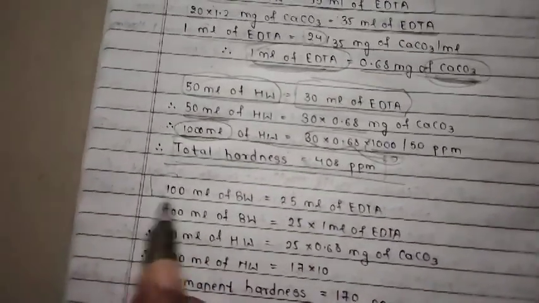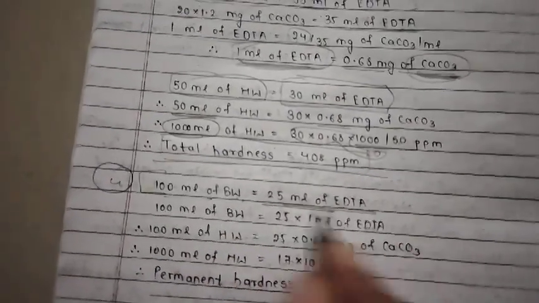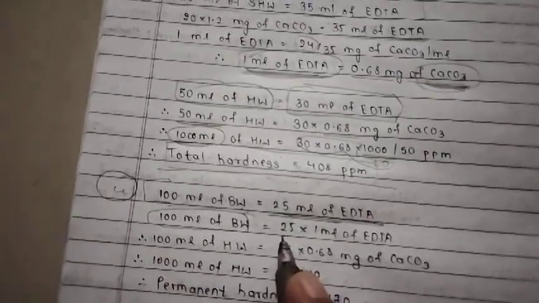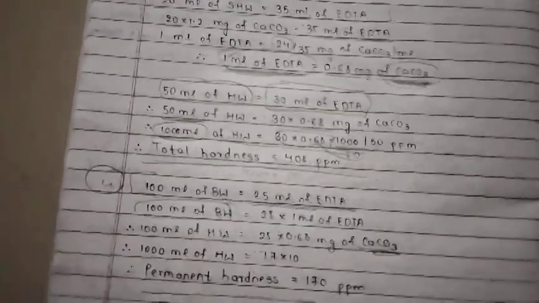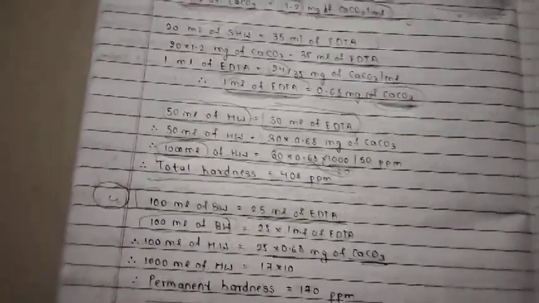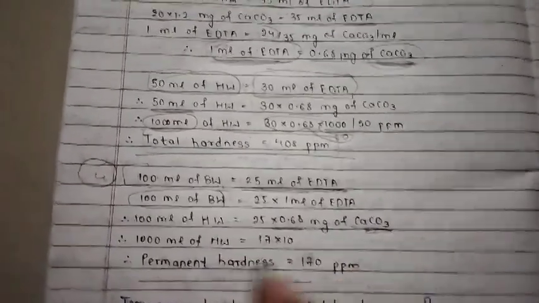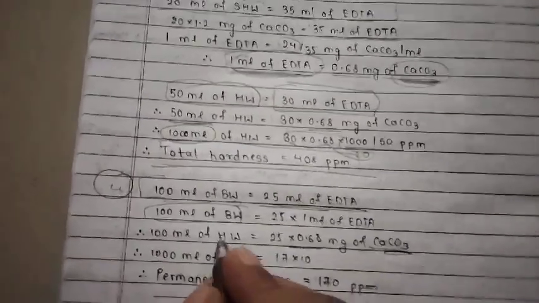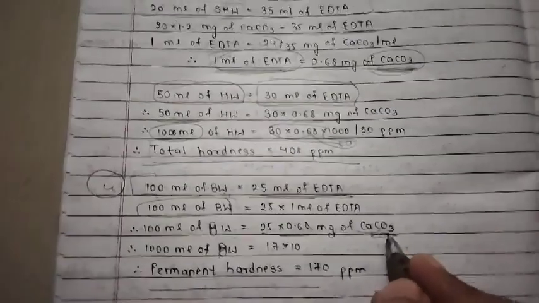So now we will write it here. It is our fourth step. So 100 ml of boiled water requires 25 ml of EDTA. So how much EDTA in terms of CaCO3 will 100 ml of boiled water require? We will simply multiply by 0.68, because above we have calculated that 1 ml of EDTA requires 0.68 milligram of CaCO3. Here it is boiled water. So 100 ml of boiled water requires 25 into 0.68 mg of CaCO3.